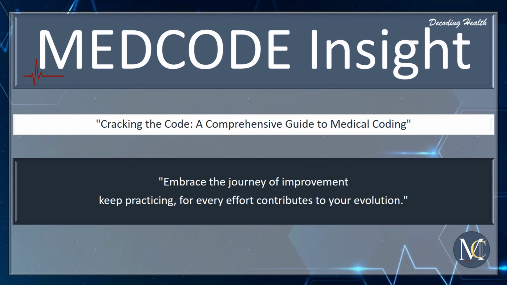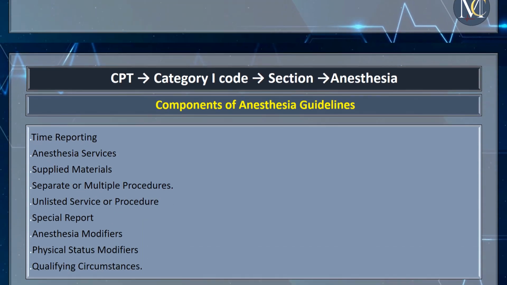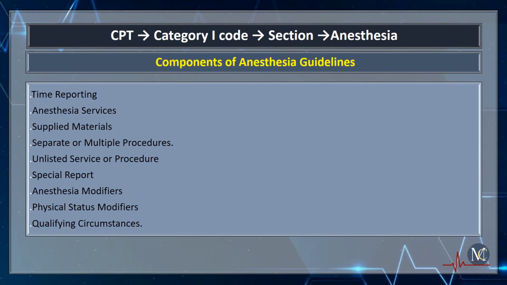Building upon the foundation we established in a previous discussion, let's move forward to cover the remaining portion of anesthesia CPT guidelines. In the previous video, we covered time reporting, anesthesia services, supplied material, and separate or multiple procedures. We also discussed unlisted services and special reports. You can review it to refresh your memory.